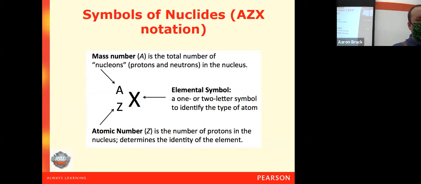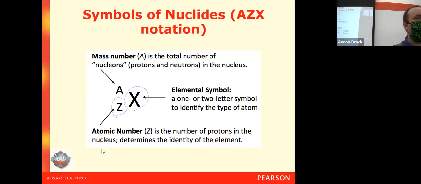I've got the mass number on top. That's my letter A. And again, mass number is protons and neutrons together. I've got my atomic number on the bottom. That's my Z. And I've got my elemental symbol X out in front. Now, the important thing to remember is that these two, Z and X, tell the same story.